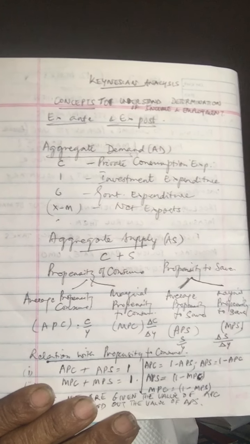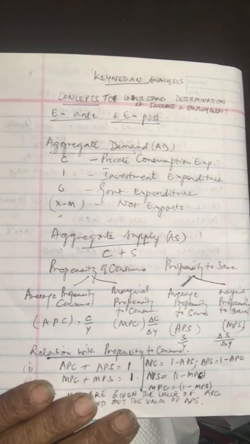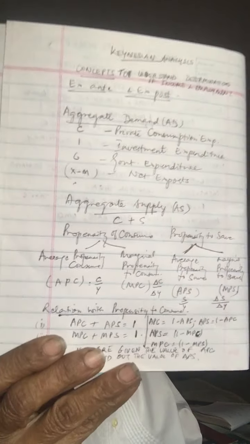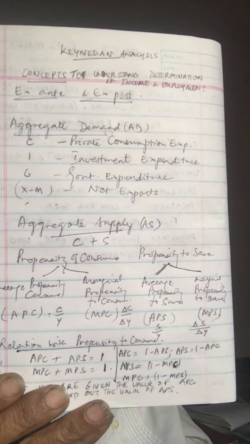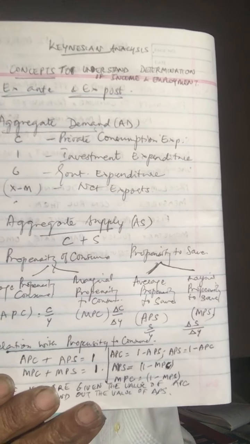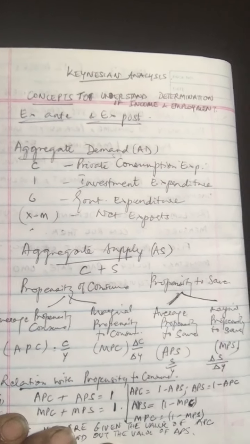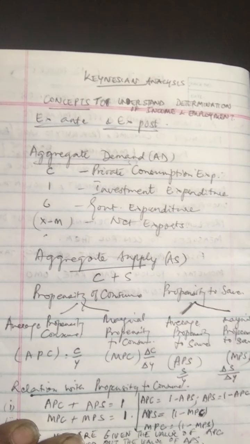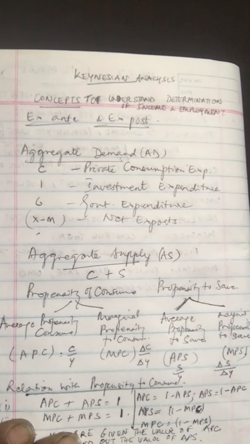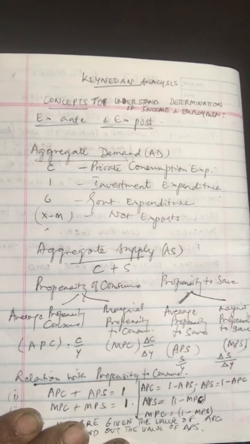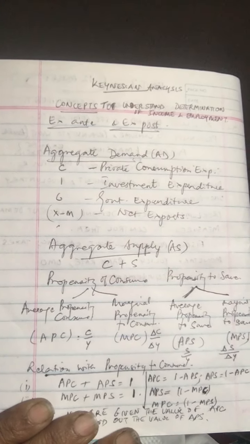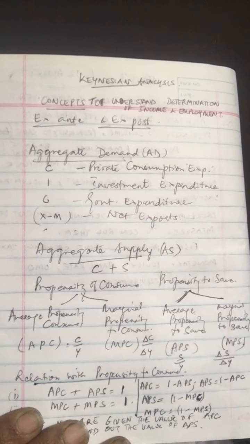Now in this, let us describe each of them. Now let's take the private final consumption expenditure. What is it? It means the planned expenditure on final consumption goods and services by households at a level of income during a given period of time. The demand is influenced by the disposable income of the households. So that is private consumption expenditure. It depends upon the income of the households.